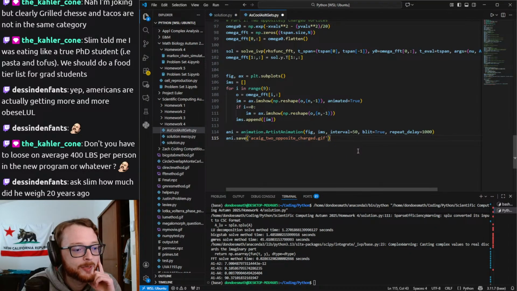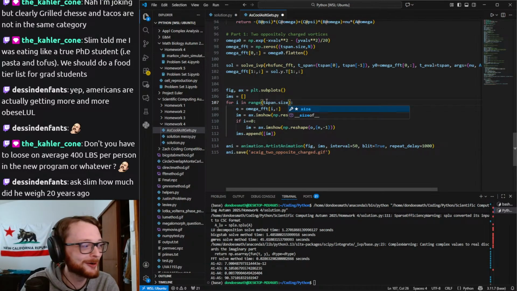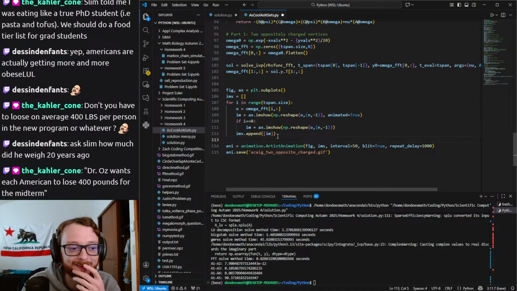Don't you have to lose on average 400 pounds per person in the new program? What? If most people lost 400 pounds, they wouldn't exist anymore. Not every American is a blimp, guys. Just some of us. Somehow she weighs 20 years ago. Dr. Oz wants each American. Oh, well, that's Dr. Oz. I would believe that.